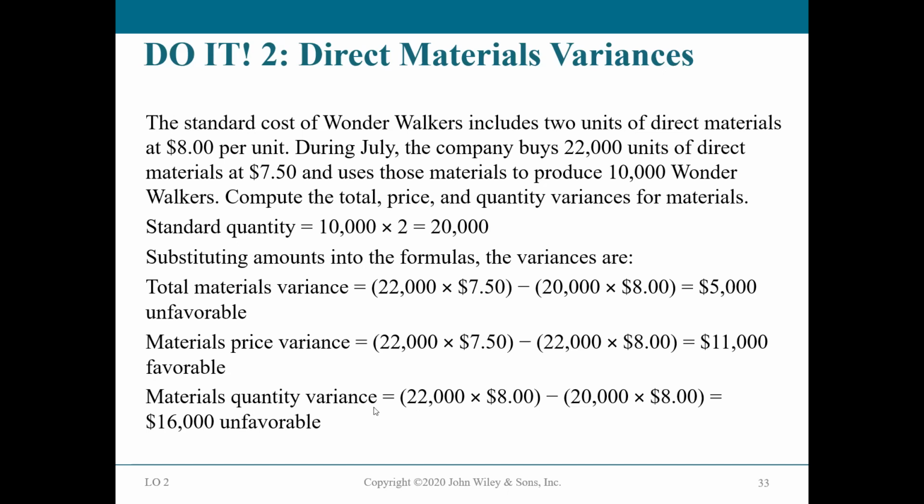On the quantity side, we want to keep our standard price at $8, and we want to look at the difference between actual and standard quantities consumed, 22,000 and 20,000. Therefore, we have a $16,000 unfavorable quantity variance. So it tells me here, hey, we did a great job in our pricing, but we consumed a lot more quantity of direct materials than expected as per the standard. Again, did we waste too much, etc.